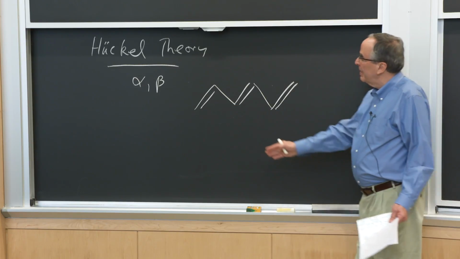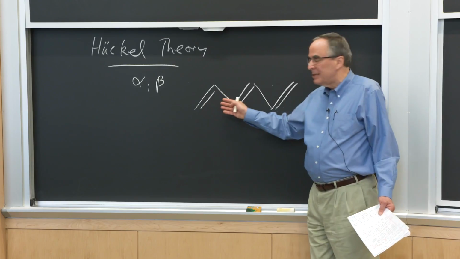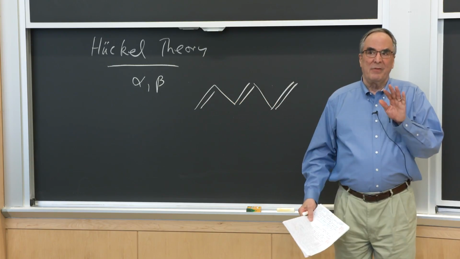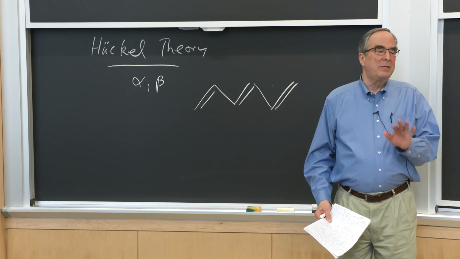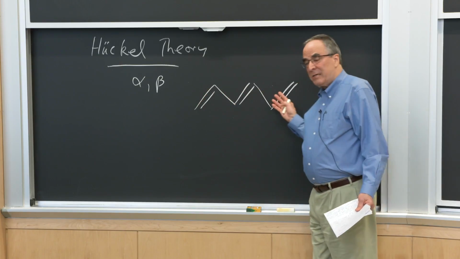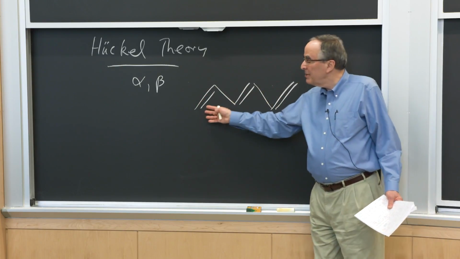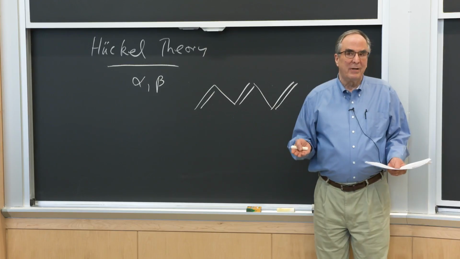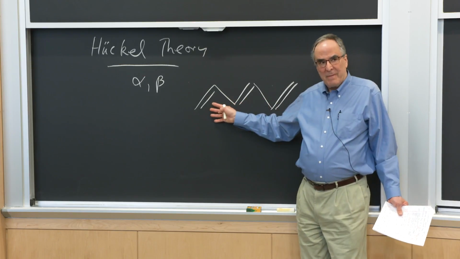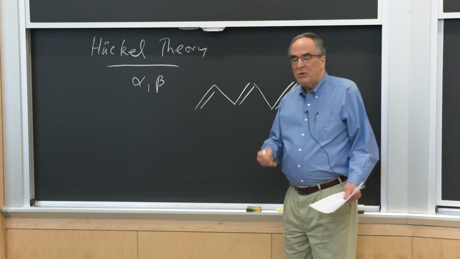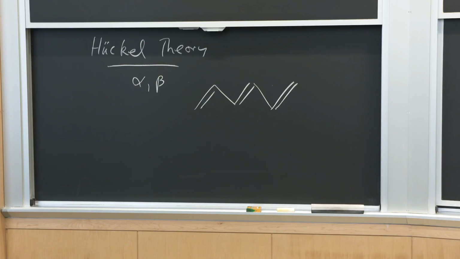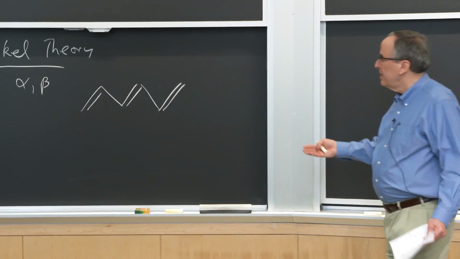Okay, now, this is a conjugated system. We have double bonds and single bonds. And that kind of thing is known to be unusually stable. And in order for it to work, it has to be planar. If you have a conjugated system which is not planar, then it's not as stable. So Huckel theory is based on the existence of unusual stability of conjugated systems.